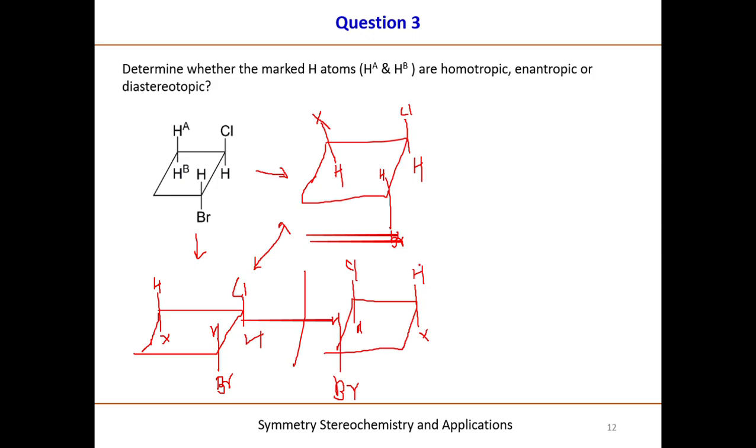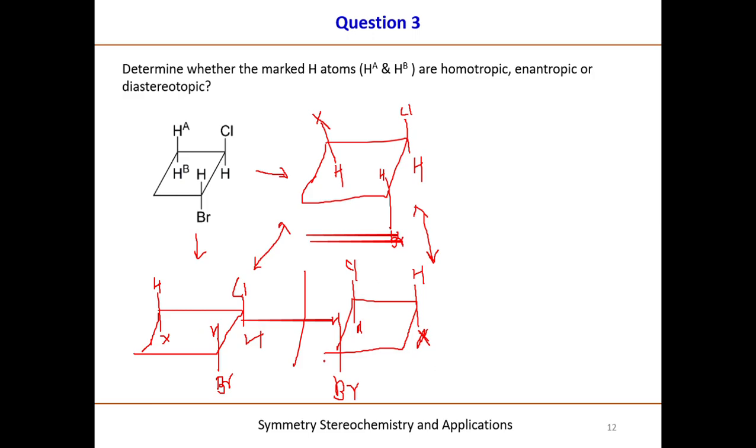So here you will see that these two are not the same molecule, because here hydrogen is on the same side of the chlorine atom, but on the opposite side with the bromine atom. And here also you will see that this halogen is on the same side with the chlorine atom, and here the X atom is on the opposite side with the chlorine atom. So these two are not same.